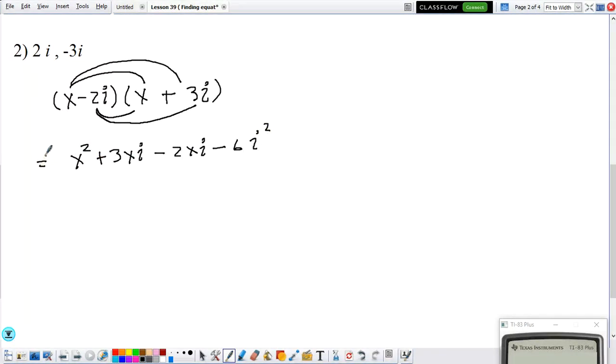Okay, so we have this. What can we do? Let's see. Can I simplify my expression? Well, I see, can I combine any x squared? Nope, so bring it down.